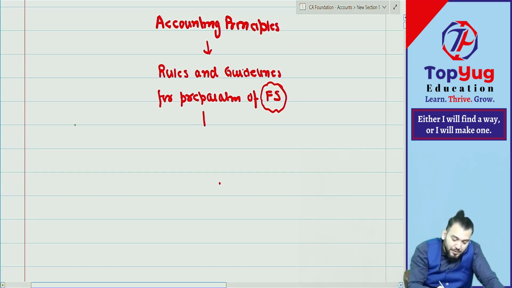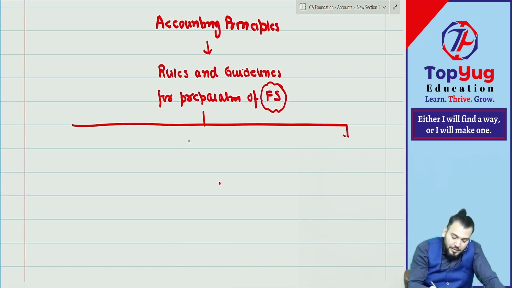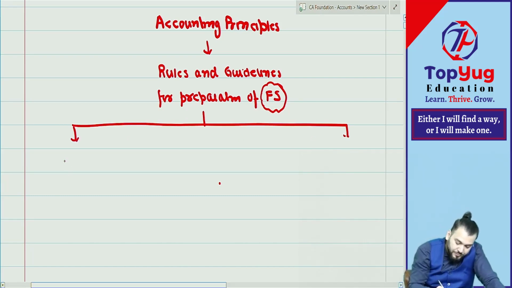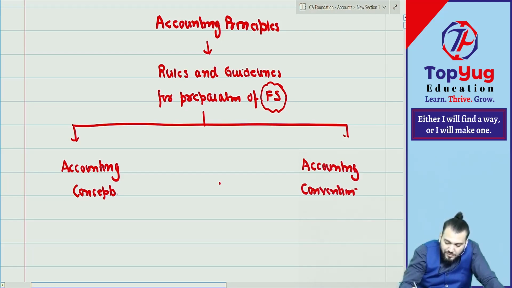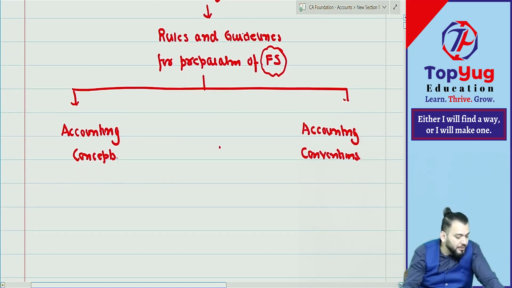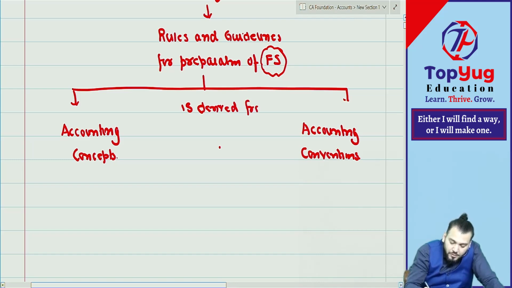Correct. So these principles are of two types. One is accounting concepts and the other is accounting conventions. Correct? Accounting principle is derived from accounting concepts and accounting conventions.